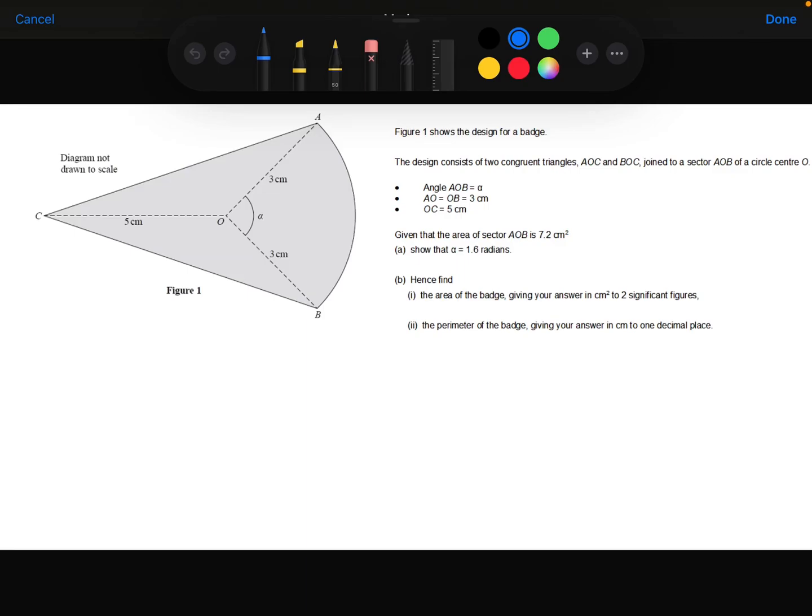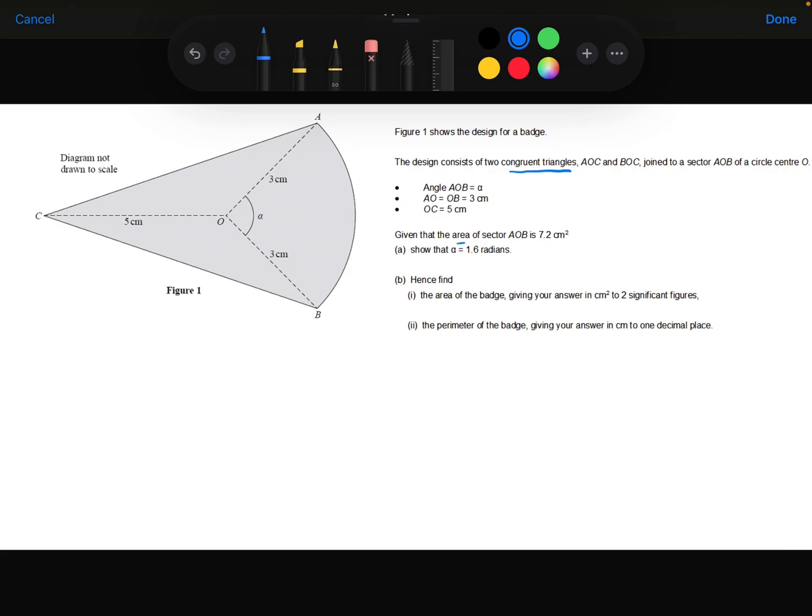Figure 1 shows the design for a badge. The badge consists of two congruent triangles, so that means those two triangles are identical, joined to a sector AOB of a circle centre O. We're told and shown that angle AOB is alpha, AO is 3, BO is 3, and OC is 5.